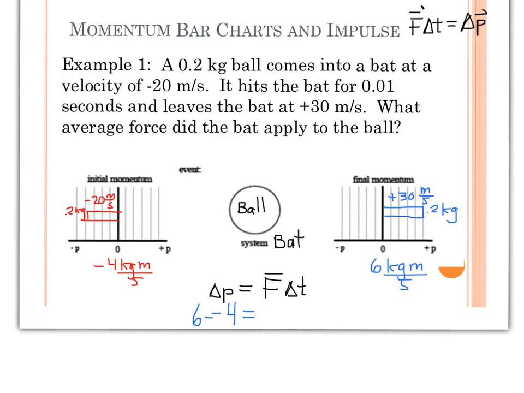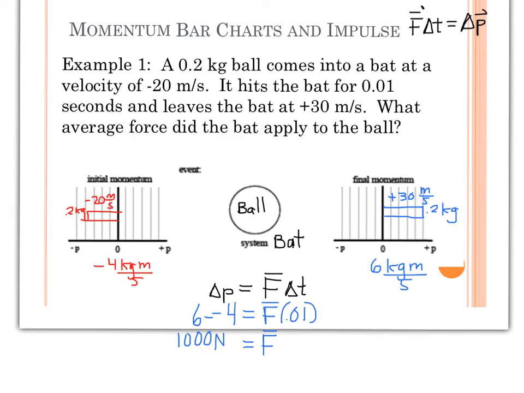We do not know the average force. That's what we're being asked to solve for. But we do know that the bat was in contact with the ball for 0.01 seconds. So the average force that the bat applies to the ball is equal to 10 divided by 0.01, which is 1,000 newtons.